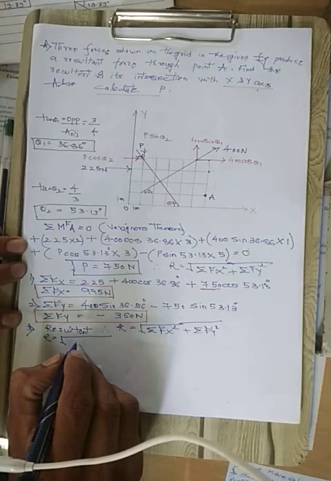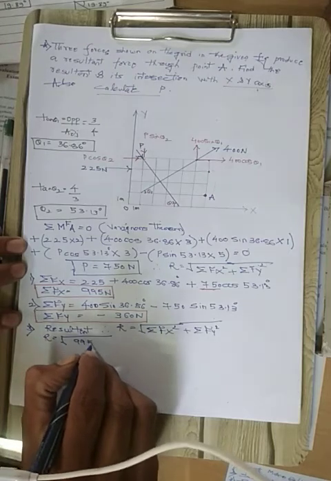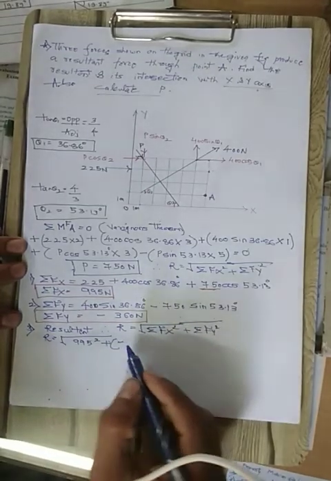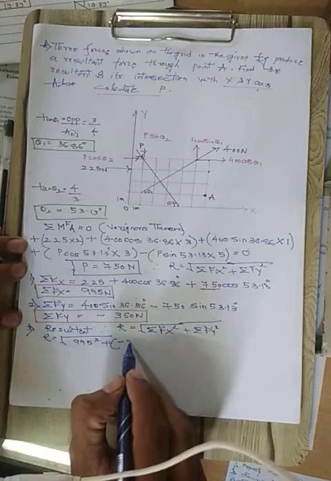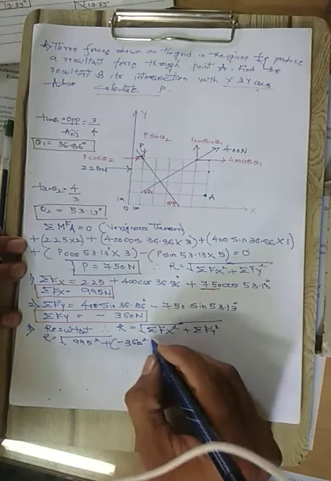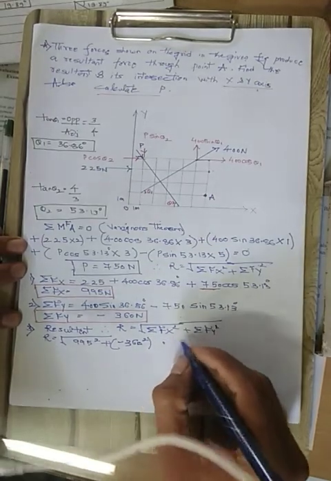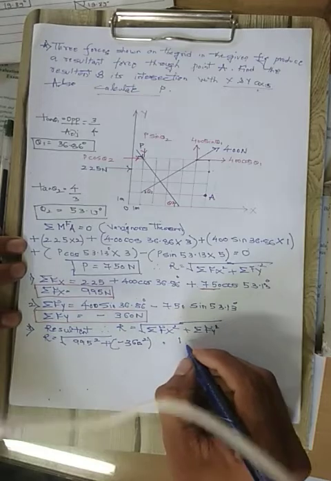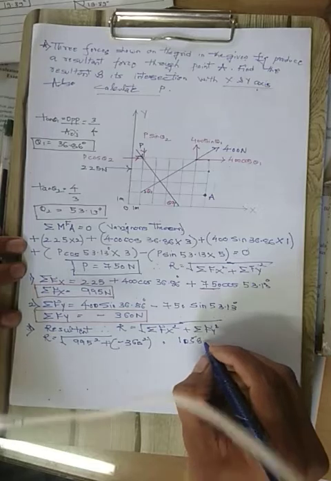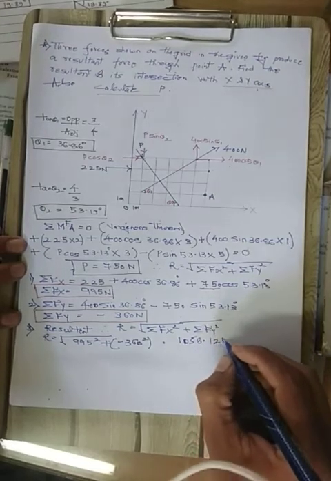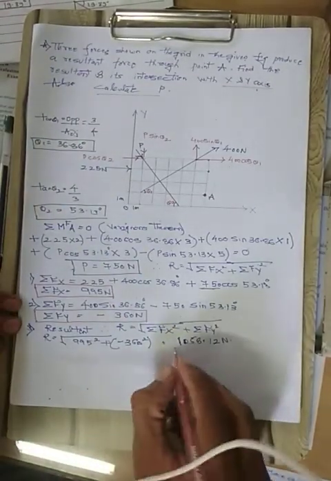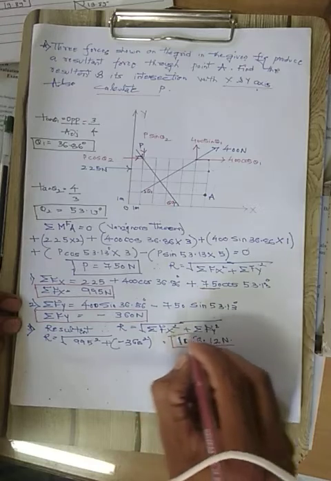okay. What is Fx? Fx in this case is 995. So 995 square plus, and Fy is negative. We can take the negative value, but negative square is positive. 360 square. What is the resultant value R? So the value of resultant comes to be 1058.12 newtons. So this is nothing but the value for the resultant.